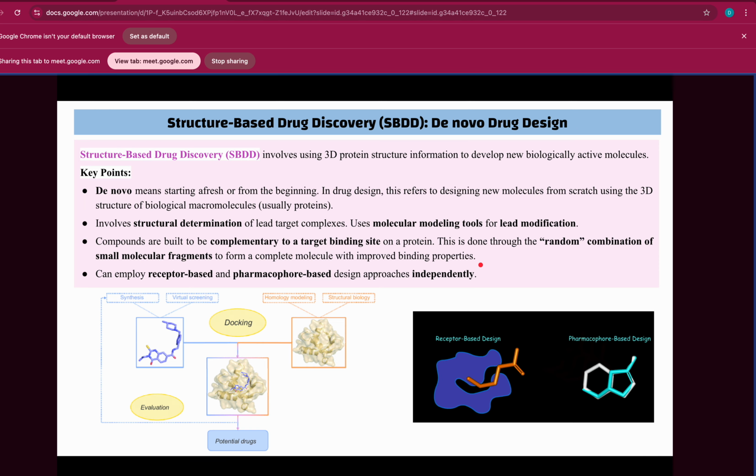So this comes under de novo drug design, in which I am designing a drug from scratch. I do not have an available chemical structure or an available ligand molecule. I am designing it based on the information of the binding site of the target protein.